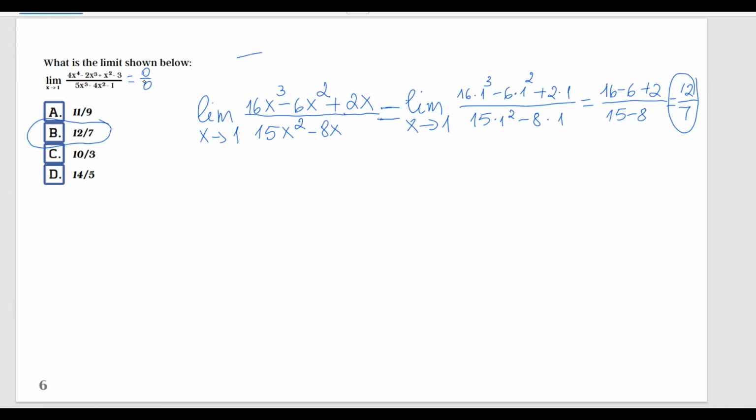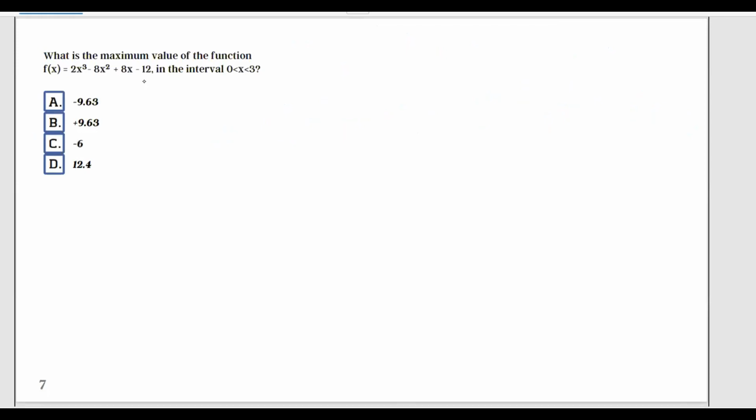So what we used here, we used L'Hopital rule. And you use L'Hopital rule when you have the undeterminate form 0 over 0 or infinite over infinite. Great, let's move forward now.